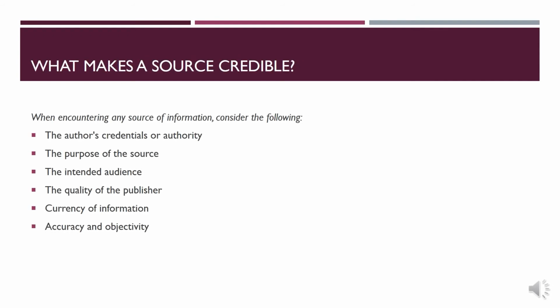Consider the source. When you encounter any kind of source, consider these 6 points: the author's credentials or authority, the purpose of the source, the intended audience, the quality of the publisher, currency of information, and accuracy and objectivity.